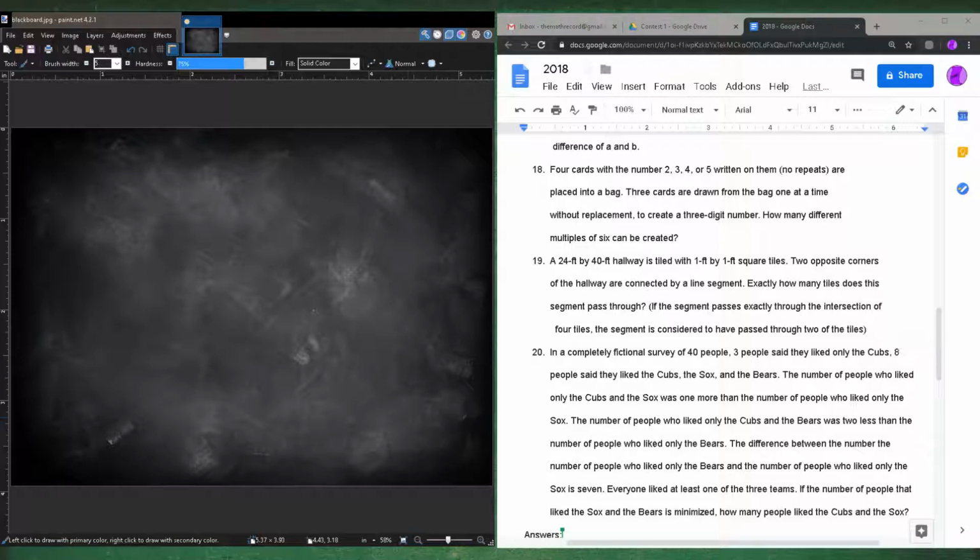Number 19. A 24 feet by 40 feet hallway is tiled by 1 feet by 1 feet square tiles. Two opposite corners of the hallway are connected by a line segment. Exactly how many tiles does this segment pass through?